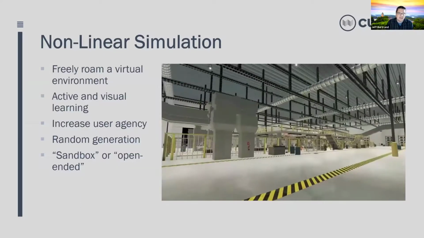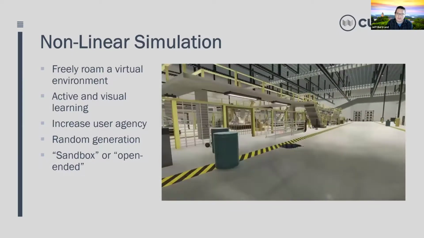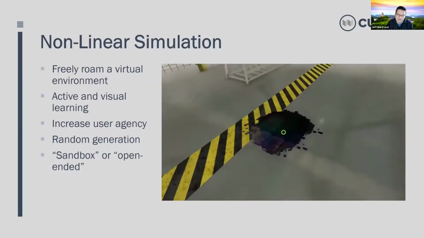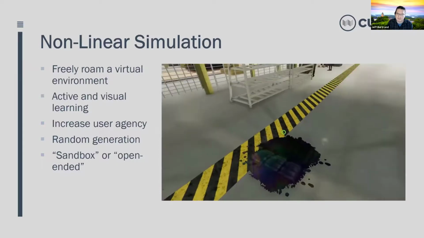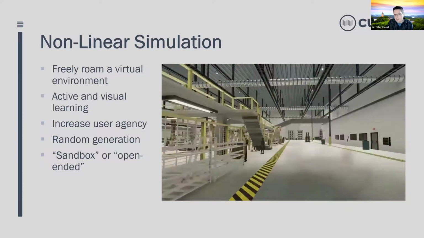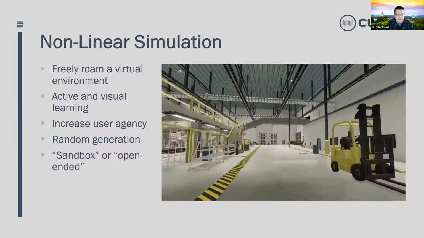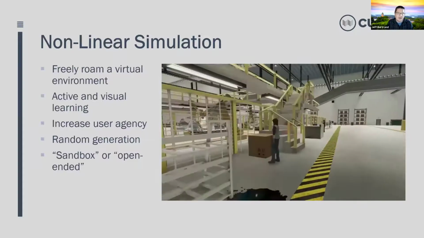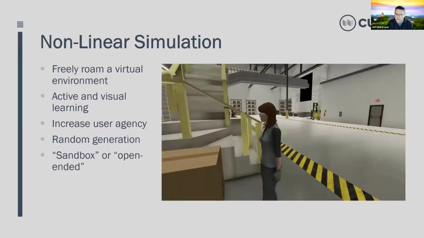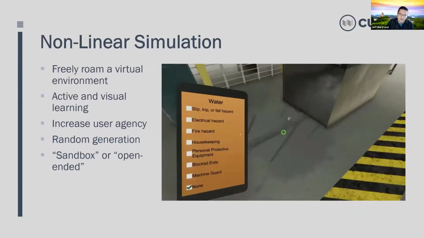And so here is an example of a nonlinear simulation. This is our manufacturing safety simulation where the idea is the student assumes the role of safety auditor and they're walking around this factory environment looking for different safety hazards. Once they find a safety hazard, they tag it. In this case, we let them completely roam around this virtual environment all on their own. And this is the simulation I was talking about where we can randomly generate scenarios. For instance, if they come back to the simulation, these hazards won't be in the same place.